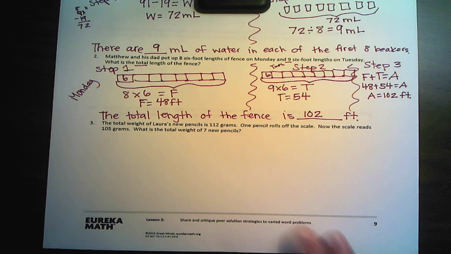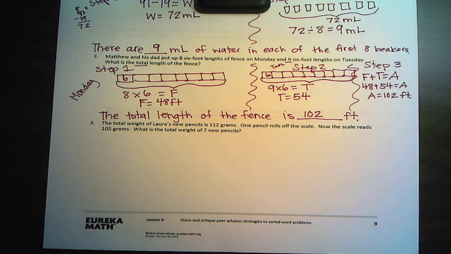Okay, let's read number 3 together, please. The total weight of Laura's new pencil is 112 grams. One pencil rolls off the scale. Now the scale reads 105 grams. What is the total weight of 7 new pencils?